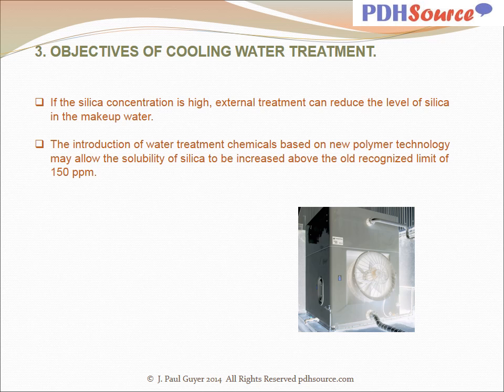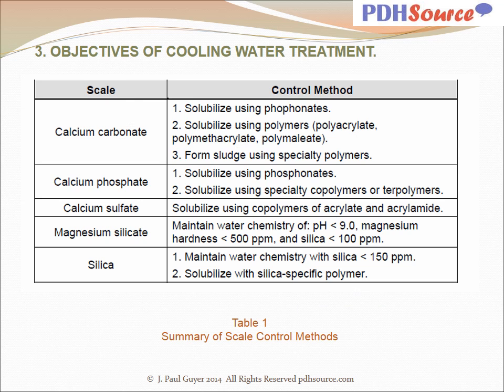If the silica concentration is high, external treatment can reduce the level of silica in the makeup water. The introduction of water treatment chemicals based on new polymer technology may allow the solubility of silica to be increased above the old recognized limit of 150 parts per million. Table 1 is a summary of scale control methods. The scales of interest are the calcium carbonate, calcium phosphate, calcium sulfate, magnesium silicate, and silica.